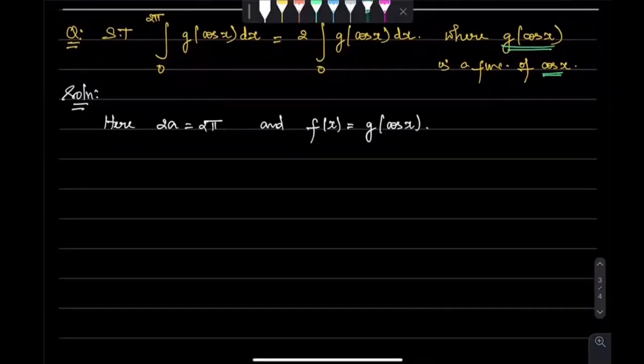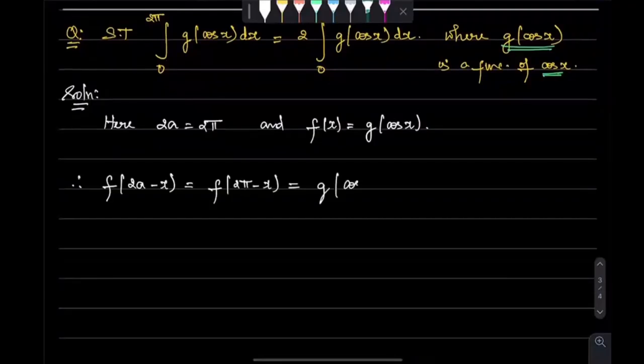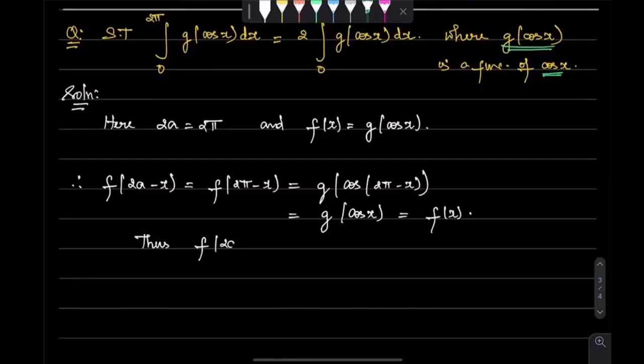So if I try to apply the property, what is f of 2a minus x? I get f of 2 pi minus x, which is nothing but g of cos of, in place of x, I'll put 2 pi minus x. So I'll get g of cos x itself, which is equal to f of x, isn't it? So thus we have f of 2a minus x is equal to f of x.